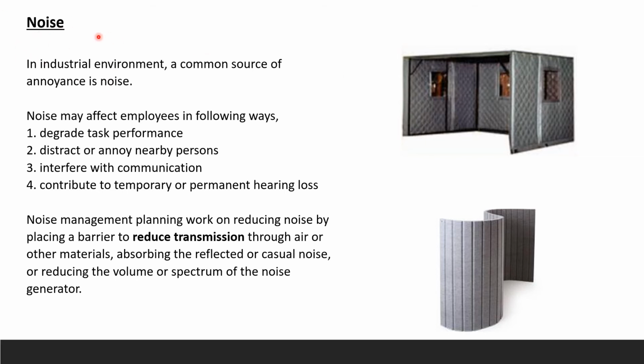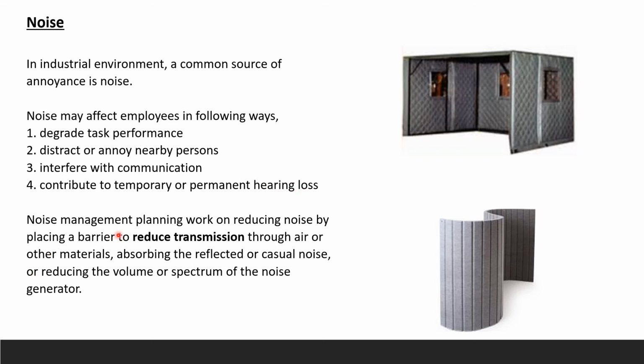The next thing so important is your noise, and this is one thing that is going to get to you in the industrial environment because it's a very common source of annoyance. And noise, we can also kill it 100%. So noise is going to affect employees in many ways, like it will degrade task performance, distract or annoy nearby persons, interfere with communication, or also contribute to temporary or permanent hearing loss.